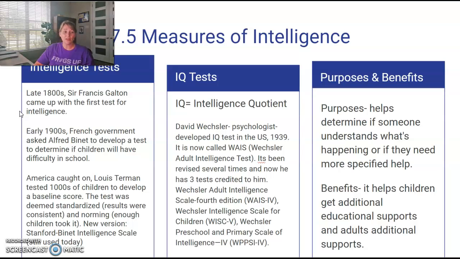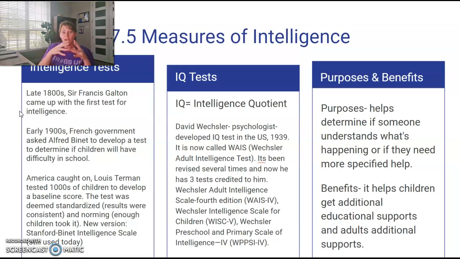Early in the 1900s, the French government asked Alfred Binet to develop a test to determine if children will have difficulty in school, because that's predictable. America caught on. Louis Terman, he was from Stanford University, tested thousands of children to develop a baseline score. The test was deemed standardized, which means results were consistent. And norming, that means he tested enough students. And so that's what they started using. Now a new version, it's called the Stanford-Binet Intelligence Scale, is still used today.